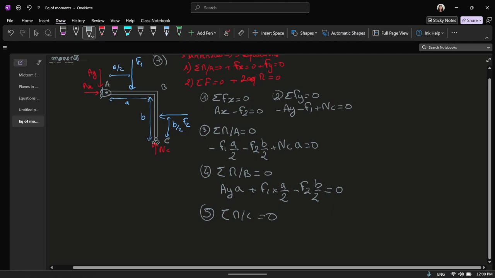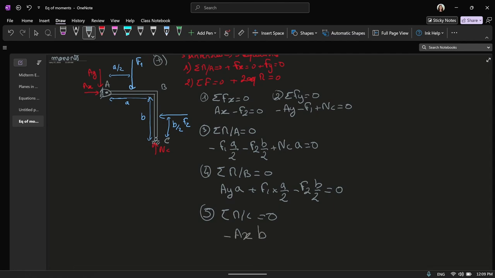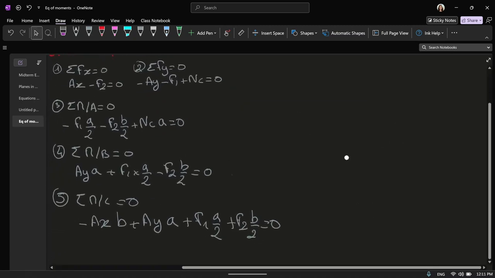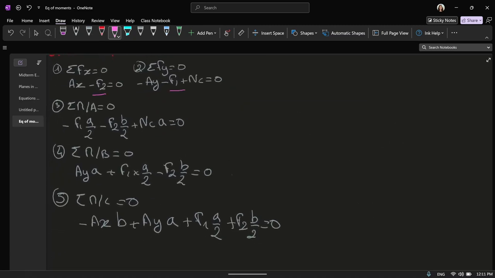We have Ax creating a negative moment, so minus Ax times the vertical distance b, plus Ay times a, that is positive, plus F1 times a divided by 2, and plus F2 times b divided by 2 equals 0. So now I have my five equations: the equation of force on x and the equation of force on y.